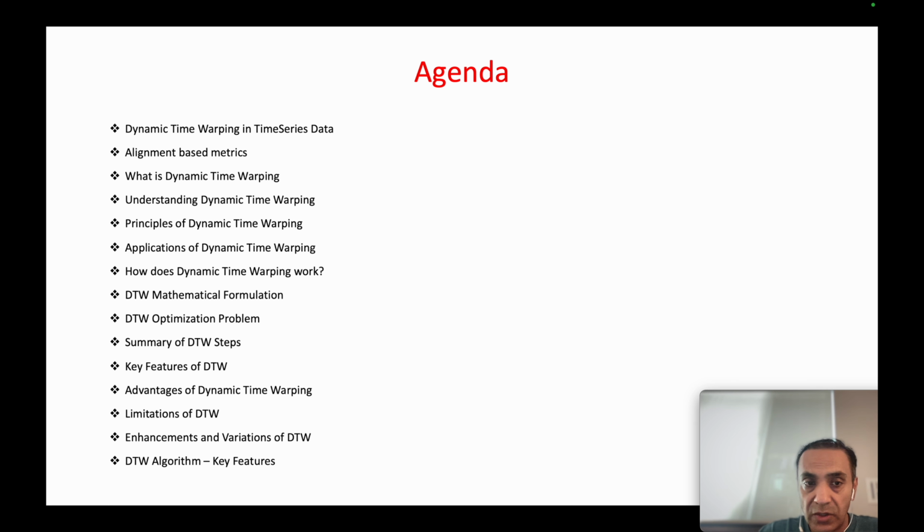The DTW mathematical formulation: what are the mathematical equations involved in this algorithm? Then I will show you the overall optimization problem behind DTW. Then I will show you the summary of DTW steps, the key features of DTW, the advantages of dynamic time warping, the limitations of DTW, the enhancements and variations of DTW, and the key features of the DTW algorithm. And in the end, I will do a demo of the DTW implementation in Python.